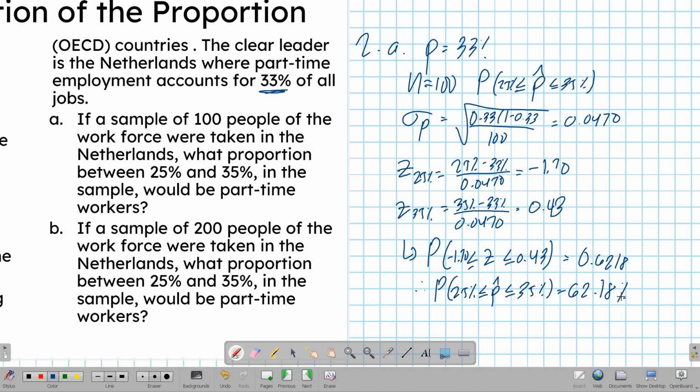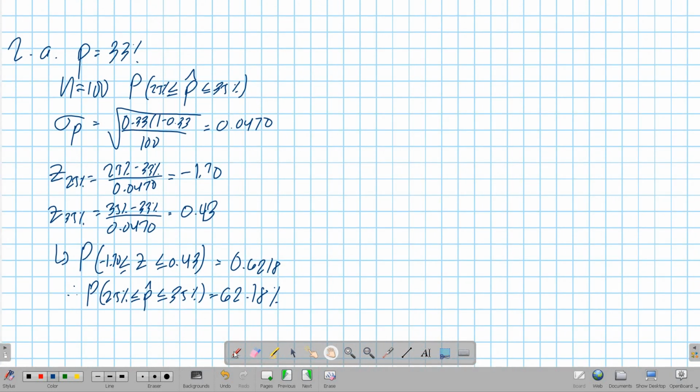Now, what if we do the exact same process, but instead of 100, in letter B we have the same population proportion, but the new sample size is 200. What would now be the probability that the sample proportion is between 25 to 35%? Pause the video and try to see what you will be able to get.